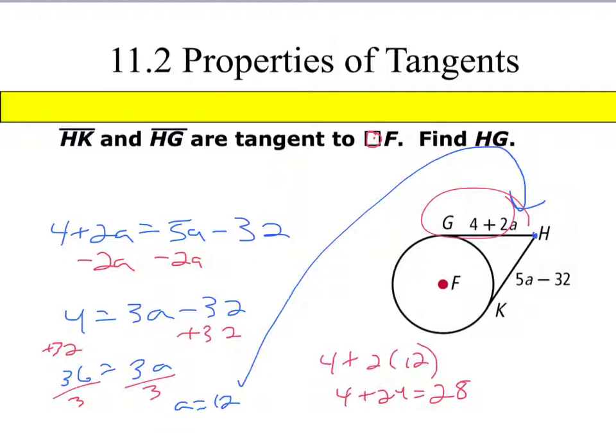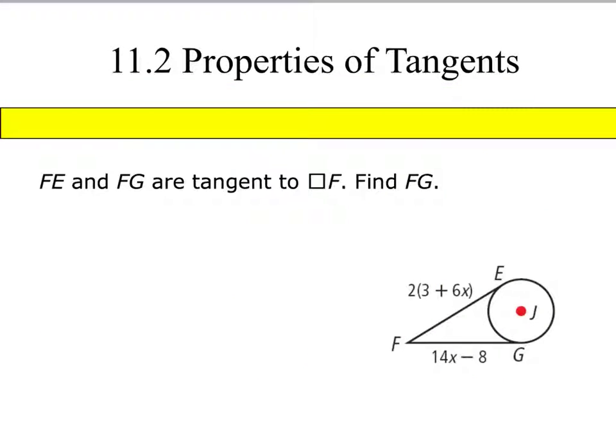What do you think HK would be? Yeah, it'd be 28. 28 is equal to HK as well. Remember, they come from the same exact external point, which was H here, and they are both tangents, because it says they are tangents. Both tangents, you set them equal to each other. Sweet! It was a very quick lesson, I think.